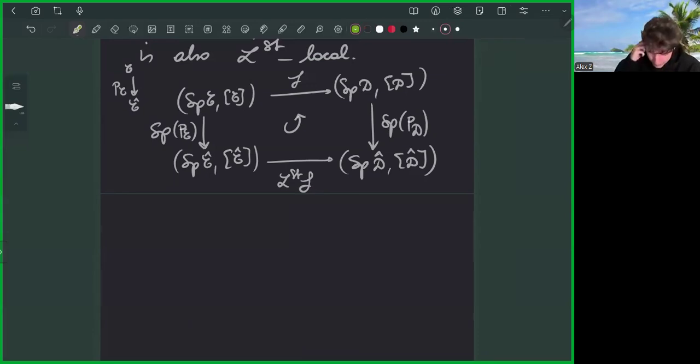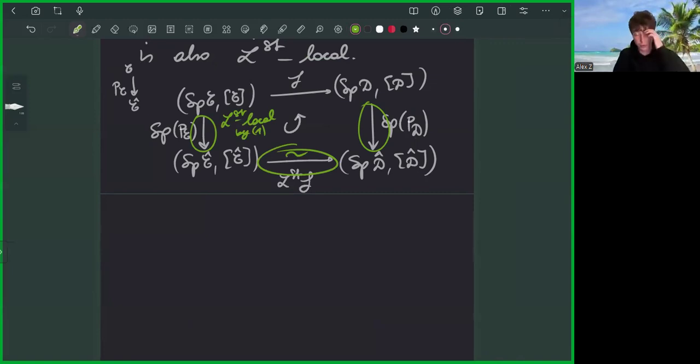What we note here is by assumption, because F is LST local, this thing here is an equivalence. On the other hand, SPD, these functors here, they are LST local by 1. Why are they LST local? These are the units of the adjunction, the components of the unit of the adjunction. So the left adjoint will send them to equivalences as well. So this is LST local.